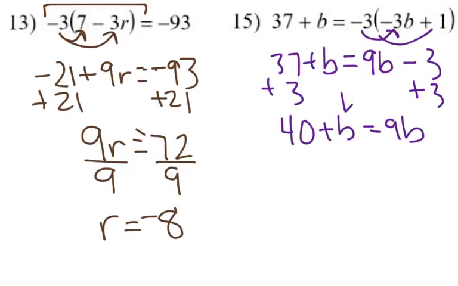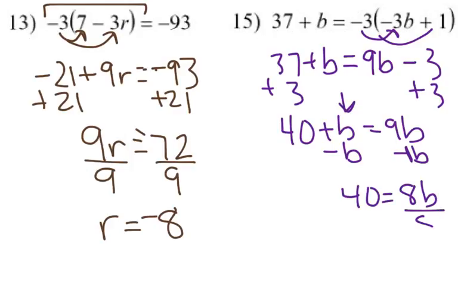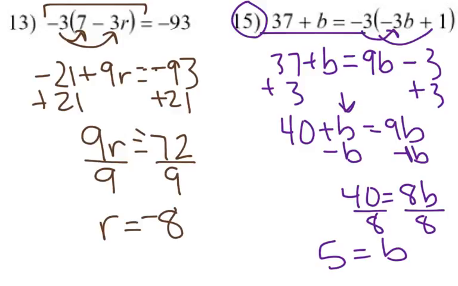But now I've got to get this other b out of here. So I do the inverse, I subtract b. Now when we don't have a number with our variable, we can put a 1 there. So 9 minus 1b would give us 8b, which equals 40. Divide by 8 for our last step, and we get 5 equals b. So 15, a lot easier to do it this way, simplifying first. 13, you could have chosen either way.